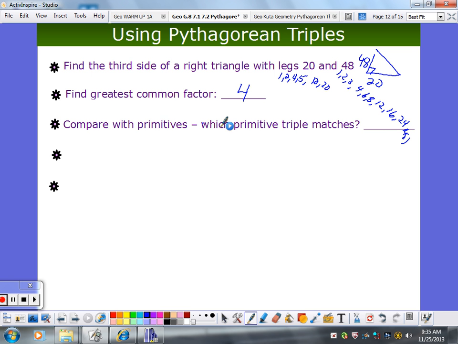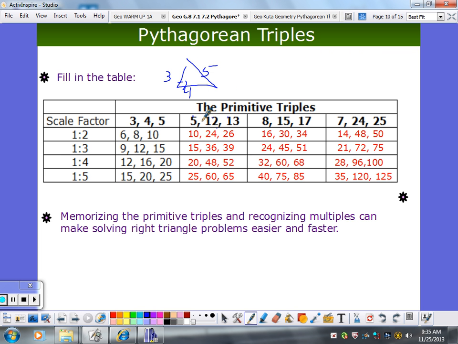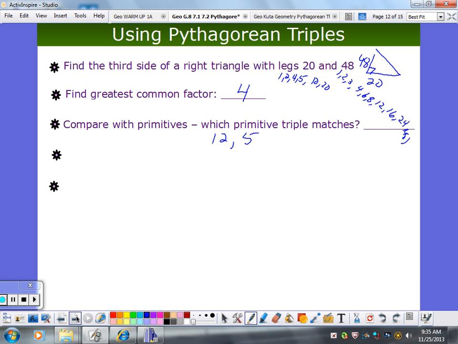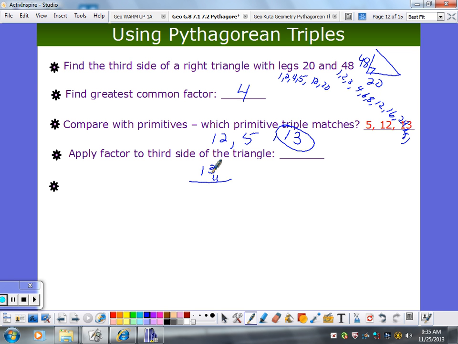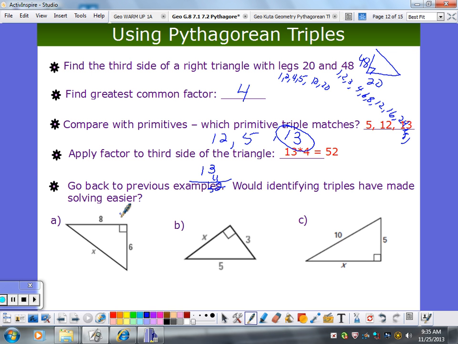So what I'm going to do is compare with the primitive. So I'm going to divide by 4. What's 48 divided by 4? What is 20 divided by 4? Oh, let me see. Let me go back to my primitive triples. Oh, wait. 5, 12. What's the other one? 13. 5, 12, 13. So it matches a 5, 12, 13 triple. So then what do I do? Apply the factor, this thing, to the 13. So what's 13 times 4? 52. So then what's the third side? 52.